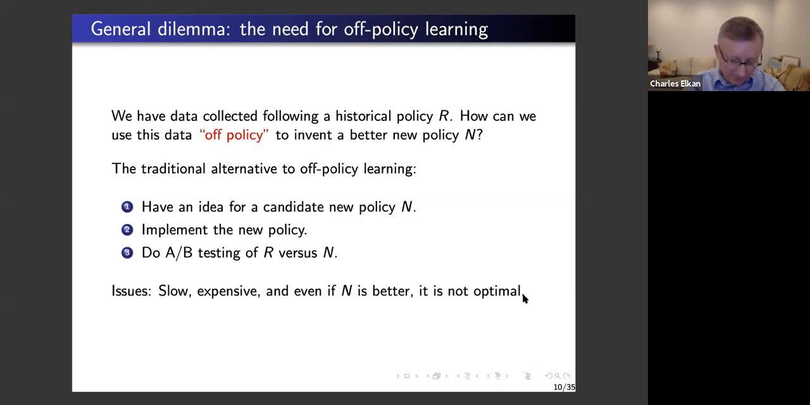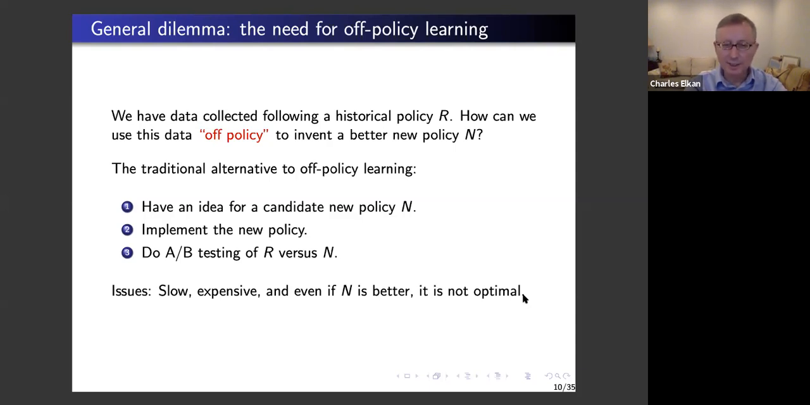So this is exactly what happens in clinical trials in medicine. There's a certain current standard treatment for a disease, which is the policy R, and there's a potential new treatment, which is the policy N. The new treatment is implemented, and then you get patients, and half the patients get the old treatment, half of them get the new treatment, and when you've seen enough patients, you can measure whether the patients with the new treatment are doing better on average.